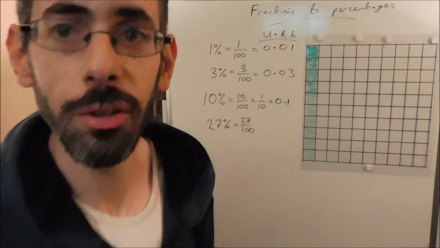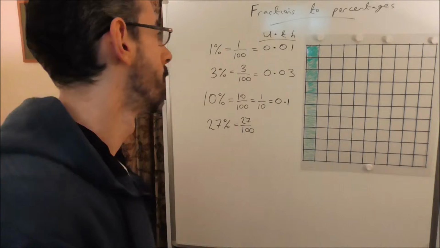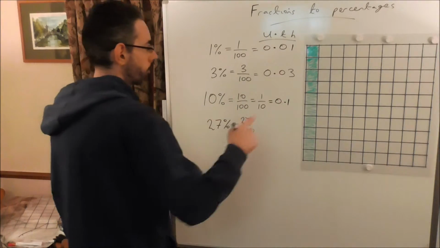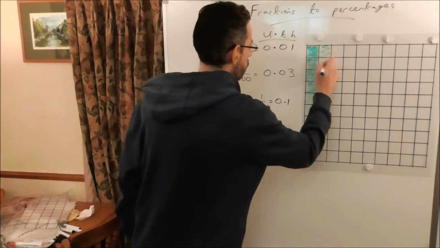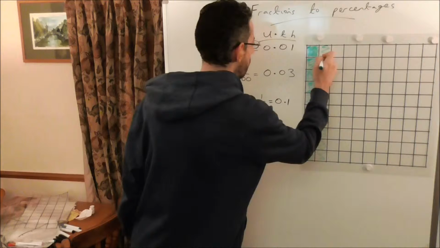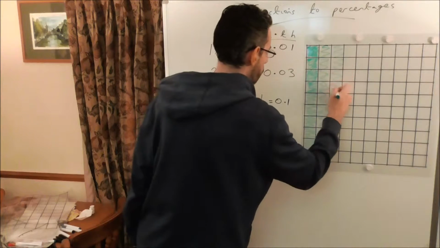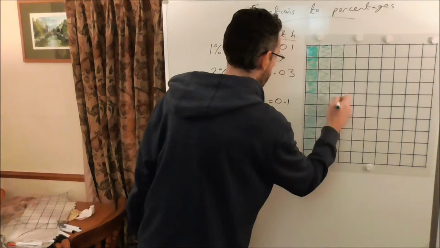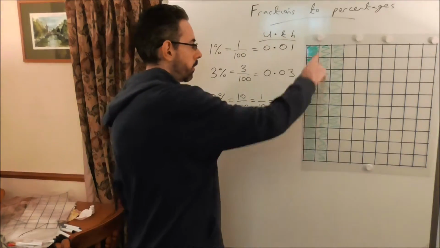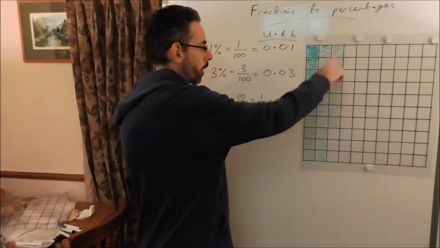So to shade 27%, 27 out of 100, I just need to shade in 27 squares. So 27 of the 100 squares. That's 10, so another column would be 20%. And then I need to do an extra 7 squares, an extra 7%. So that's 27%. And notice that it's 2 full columns and 7 extra squares.